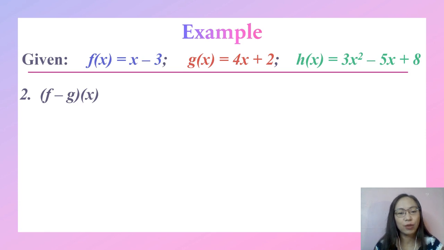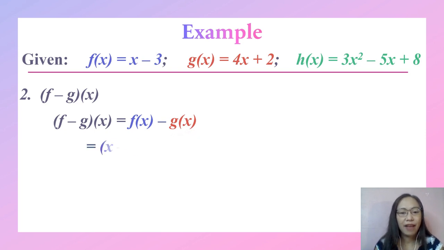Let's look at subtraction. This is example number 2. We're asked to find f minus g of x. We're given the same functions. So, by definition, f minus g of x equals f of x minus g of x. And we substitute. F of x is x minus 3 here, and g of x is 4x plus 2 here.